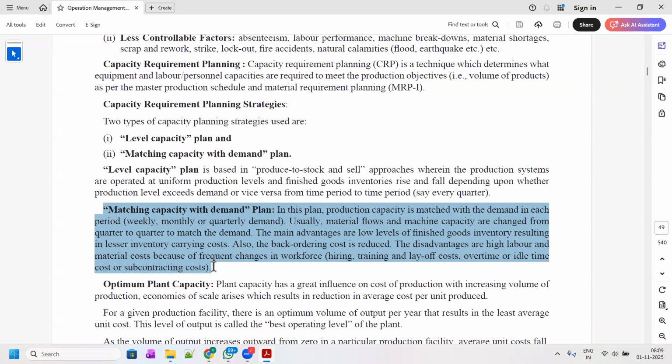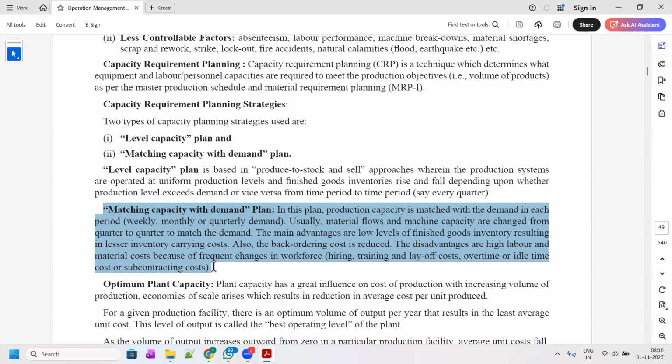In this plan, production capacity is matched with demand in each period, weekly, monthly, quarterly. Okay, what do you mean by that? Sir, basically, we have to balance the fluctuations in demand with the available resources that we have. Okay. And that work we need to do every time period.